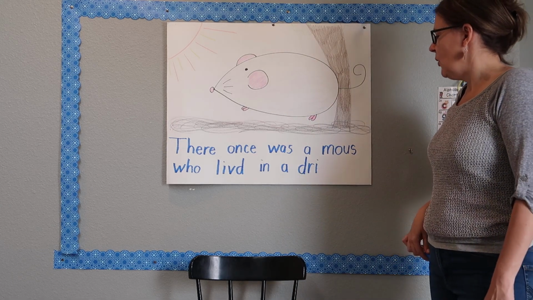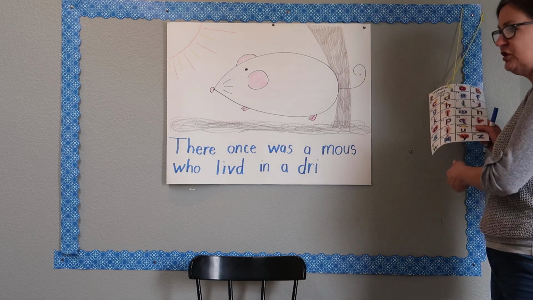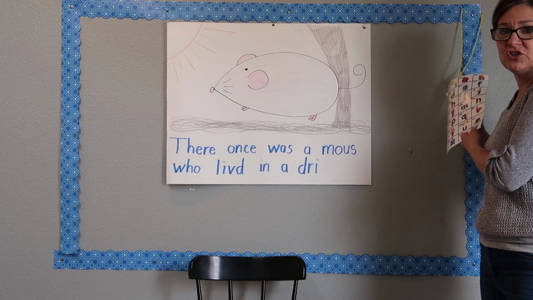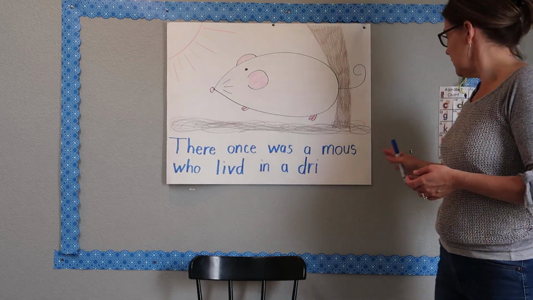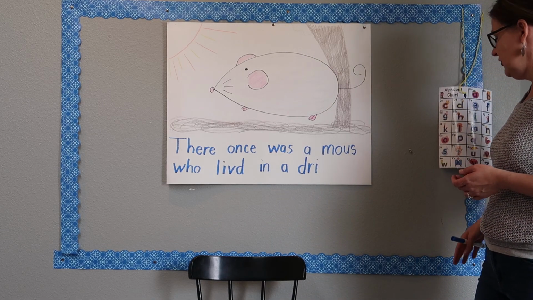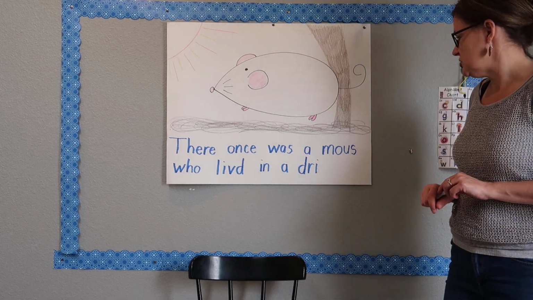I. There once was a mouse who lived in a dry, and don't forget that you can use your alphabet chart at home. These should have been in your journals when I sent them home last week. So those are very helpful when you don't know a sound. There once was a mouse who lived in a dry, dusty.